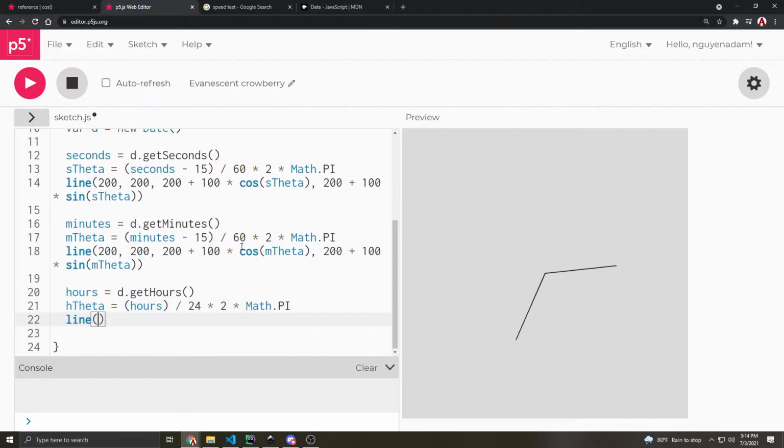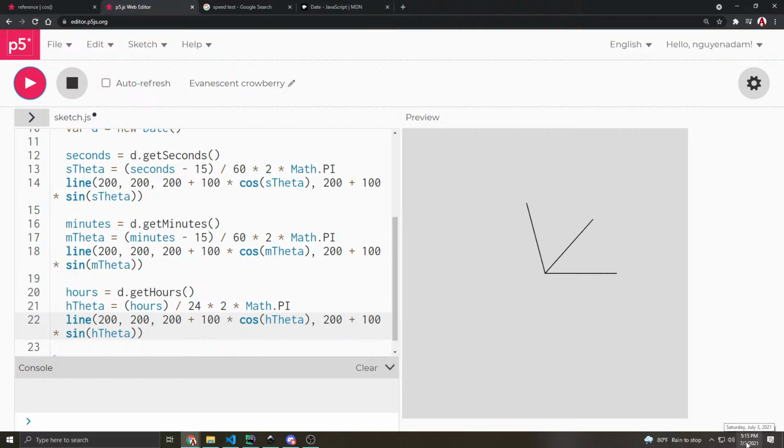Then we can draw a line of 200, 200 plus. In this case, the 200 plus part is just to tell the computer that hey, we're starting from the center. The center isn't offset that much. To the 100. Sine h theta.